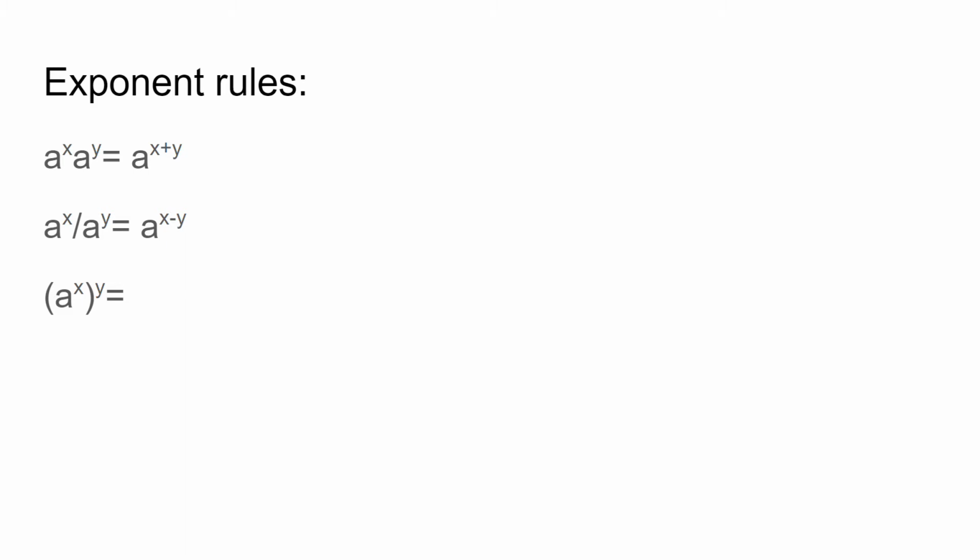Now let's look at a to the x, to the y. That is just saying y numbers of x numbers of a's. And that is the same thing as saying there are x times y numbers of a's being multiplied by itself, which is a to the x times y.